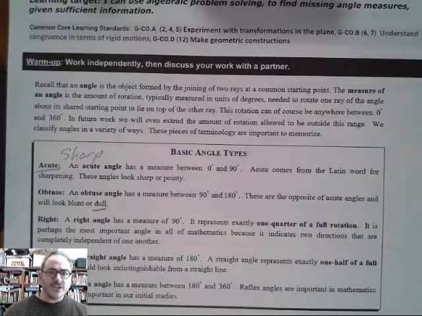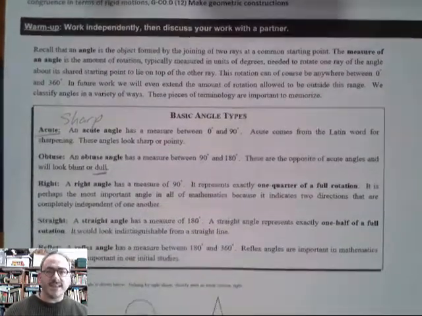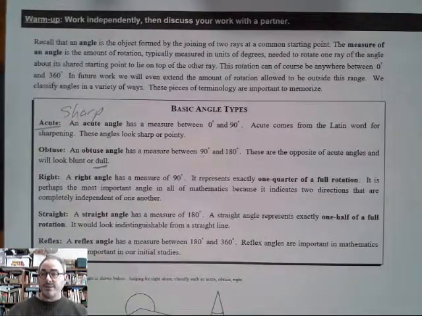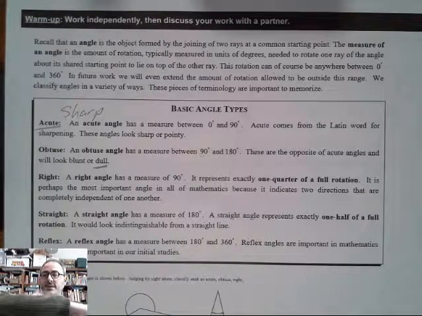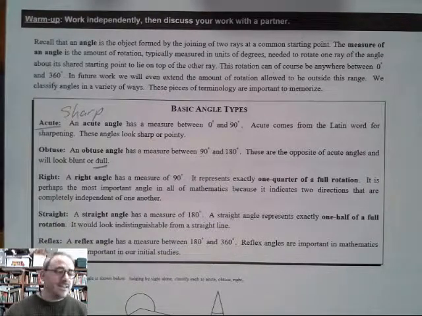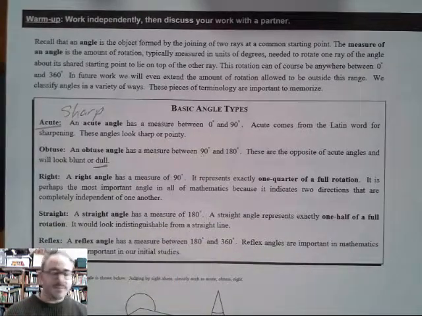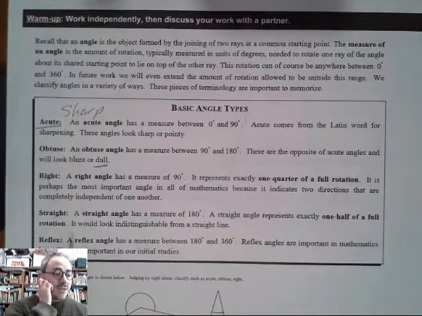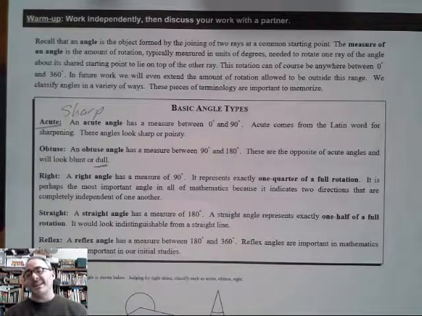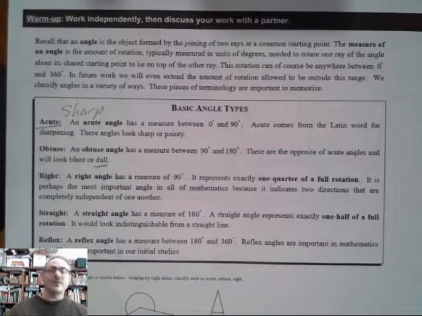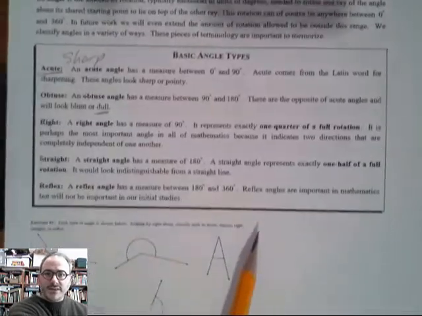And then here we have a straight angle. A straight angle has a measure of 180 degrees. So as I said, a line, a half circle, has a measure of 180 degrees. Reflex. A reflex angle is anything more than 180 degrees to a full circle, so 360. So let me show you here on the example. I have some examples here.